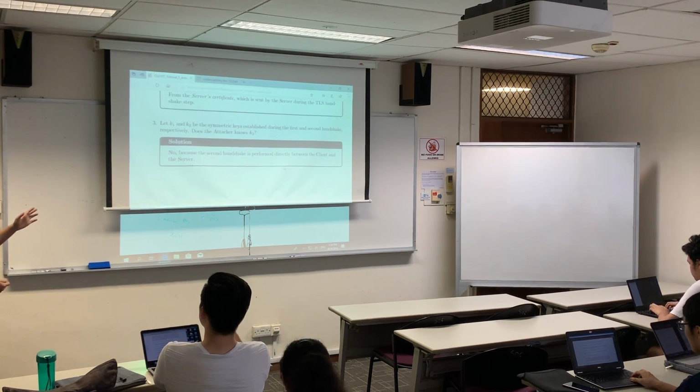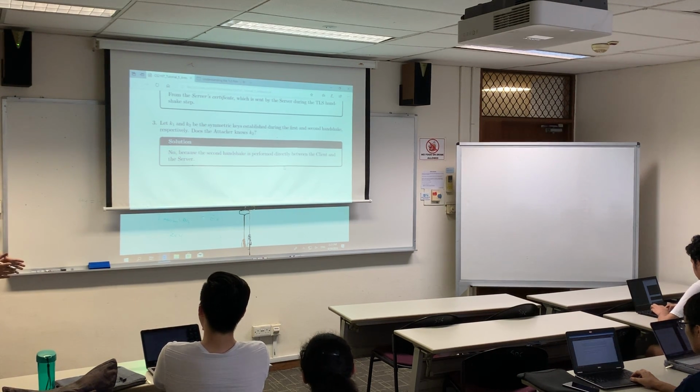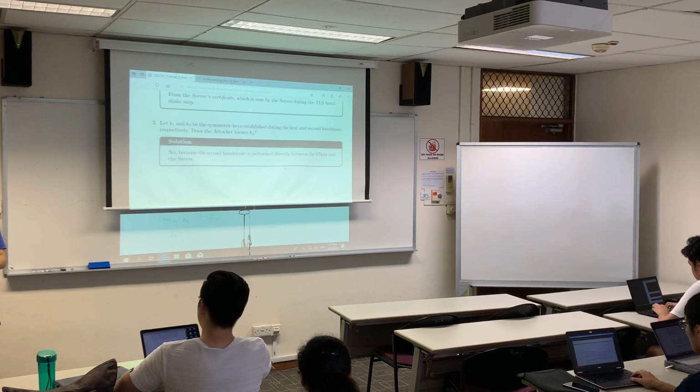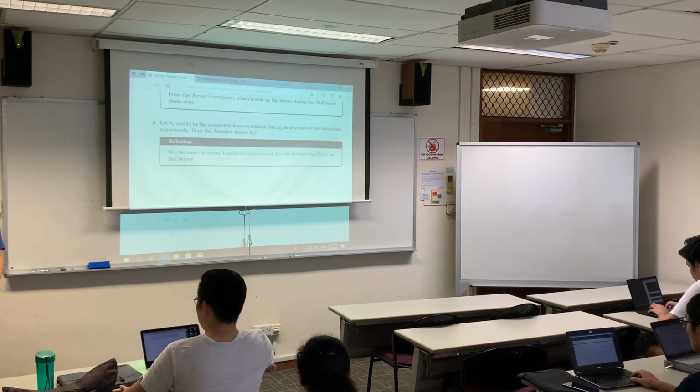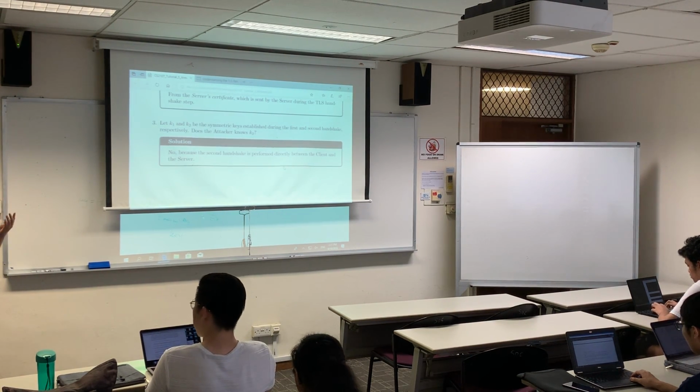And besides, why can the server access the session key? That's because the server has a private key, right? When the client uses the public key to encrypt the session key and transfers this encrypted session key to the server, the server can use its own private key to do the decryption and derive the session key, right? And because the attacker does not have access to the random number, and also does not have access to the private key, the attacker cannot know K2 here.